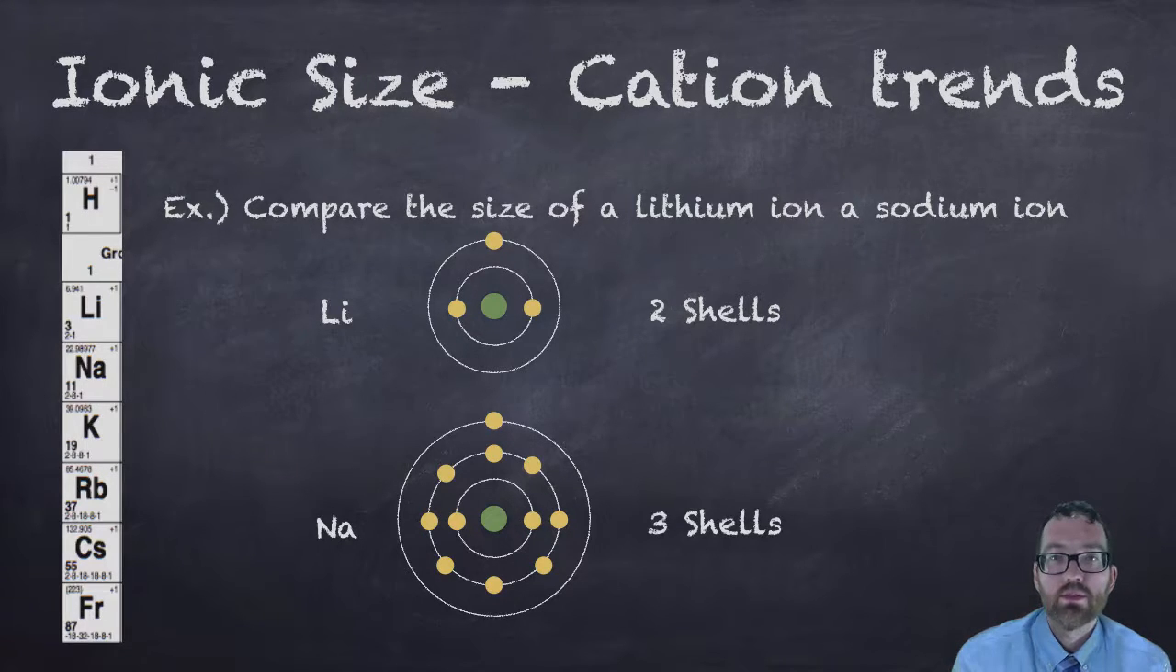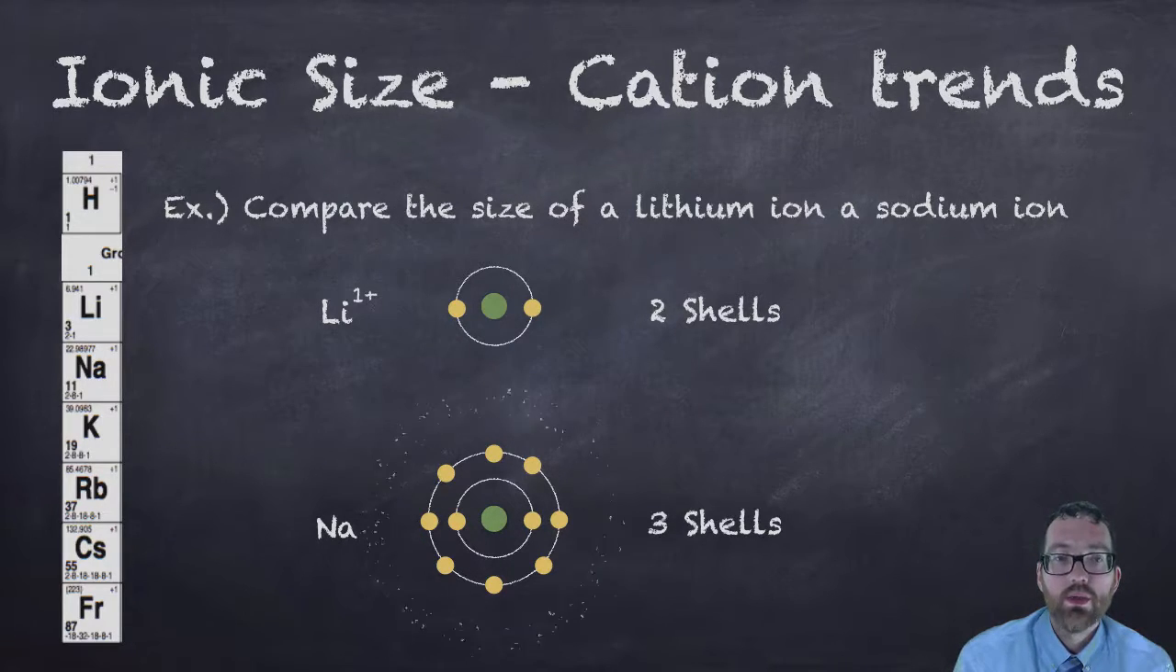Now these are metals. So remember, metals lose electrons to become cations. So lithium is going to lose that electron, sodium is going to lose that electron. But if you lose an electron out of your valence shell, there's no reason to have a valence shell. That shell goes away. So would sodium's.